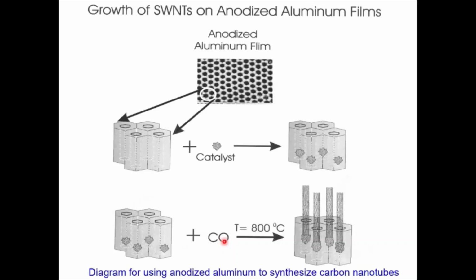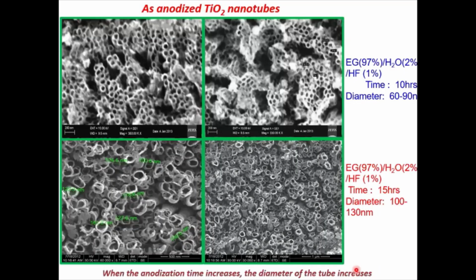This catalyst usually is again some kind of hydrazine-based catalyst. Also, using carbon monoxide, you can prepare single-walled carbon nanotubes. This is again titanium oxide, like anodic alumina. Titanium oxide we can prepare as nanotubes using anodization.